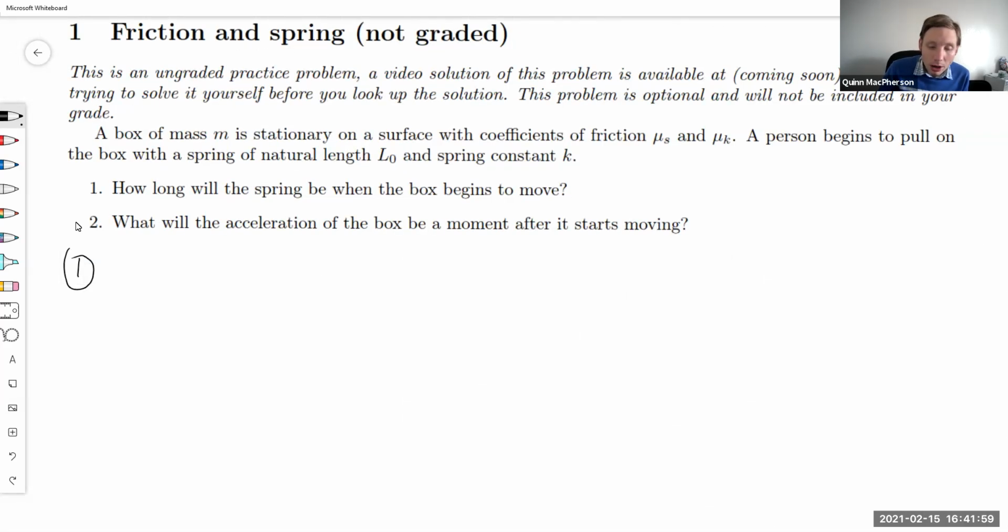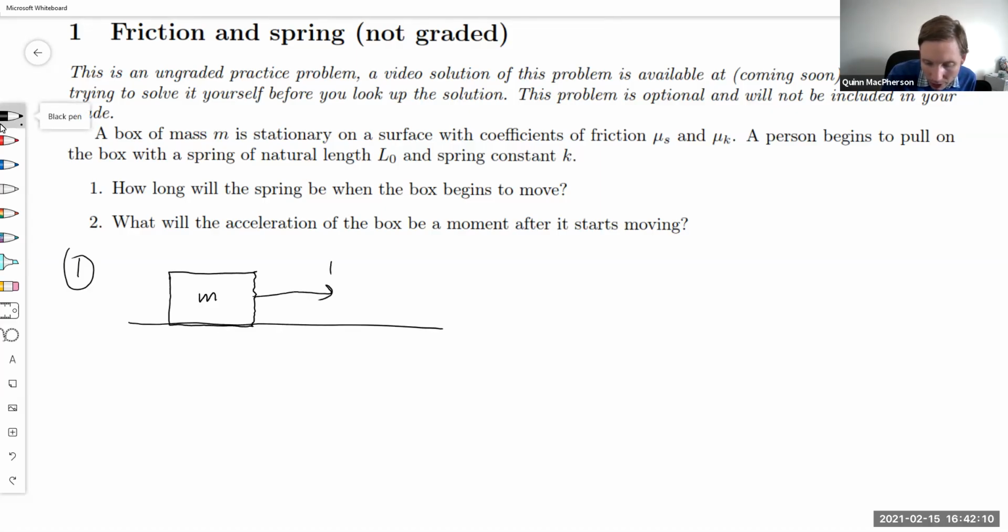Okay, so the first thing I'm going to do is draw a picture of a box here, mass m, on a surface. I'm pulling it forward, maybe with a tension in a rope, or maybe I'm pulling it by holding onto it. It doesn't really specify, but in any case, there's a pull force. And the question is, for simplicity, let's just call this F. How big must F be?